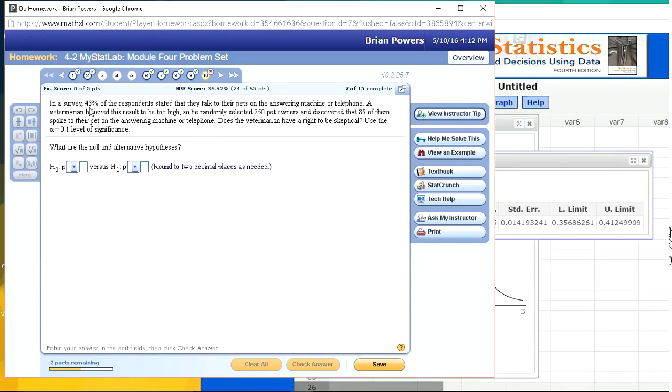So 43% of respondents say that they talk to their pets on their answering machine. Yvette believes this is too high, so he suspects that it's actually lower than 43%. For the null hypothesis, we'll set p equal to 0.43 versus the hunch of the researcher that p is less than 0.43. He thinks that it's too high, so we're going to go with an alternative hypothesis that it's actually less than. Okay?